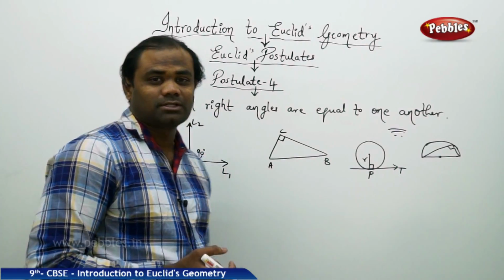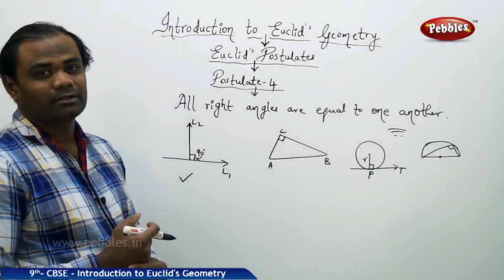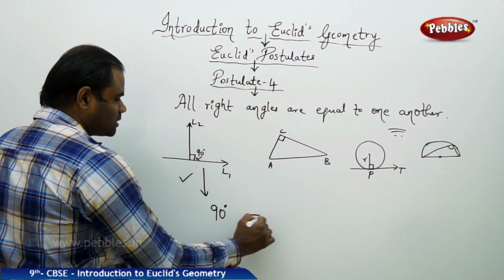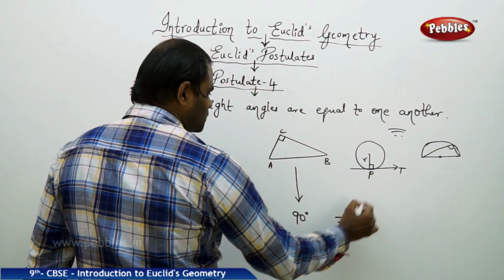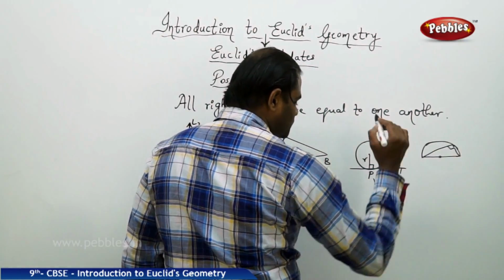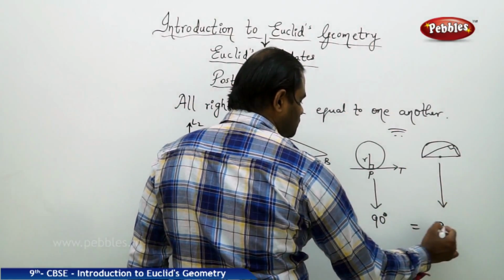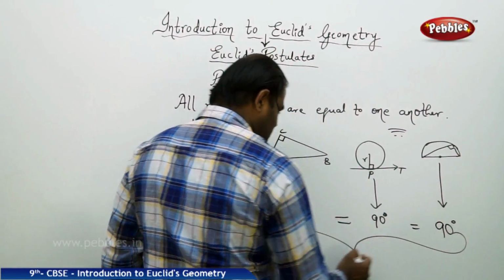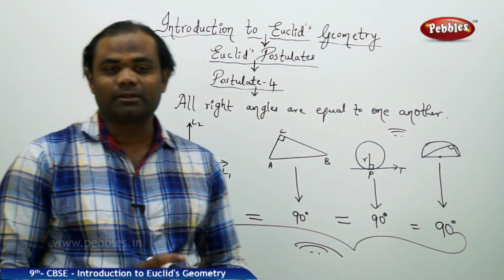But according to Euclid's postulate number 4, Euclid says all right angles are equal to one another. The 90 degrees here must be equal to the right angle which is 90 degrees here, must be equal to the right angle which is equal to the 90 degrees in this case. All these 4 right angles are said to be equal in their own respective manner.